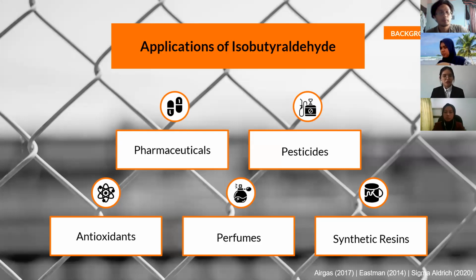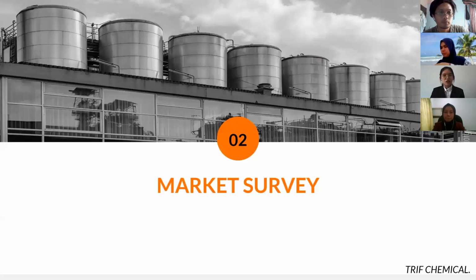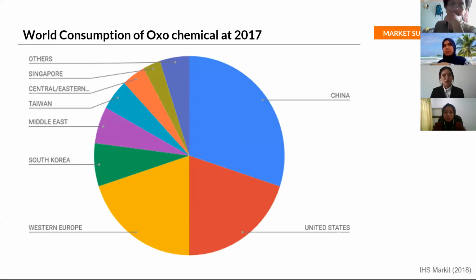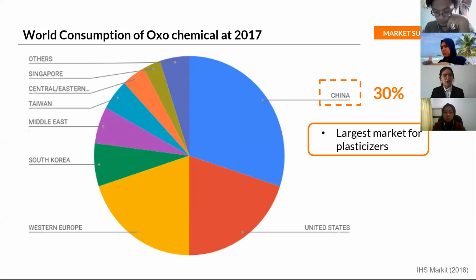For the market survey, this diagram shows that Asia, Europe, and the United States are the largest markets of oxochemicals. Comparing countries, China is the largest consumer of oxochemicals, at 30%, because they have the largest market for plasticizers, where they use oxochemicals to produce plasticizers.